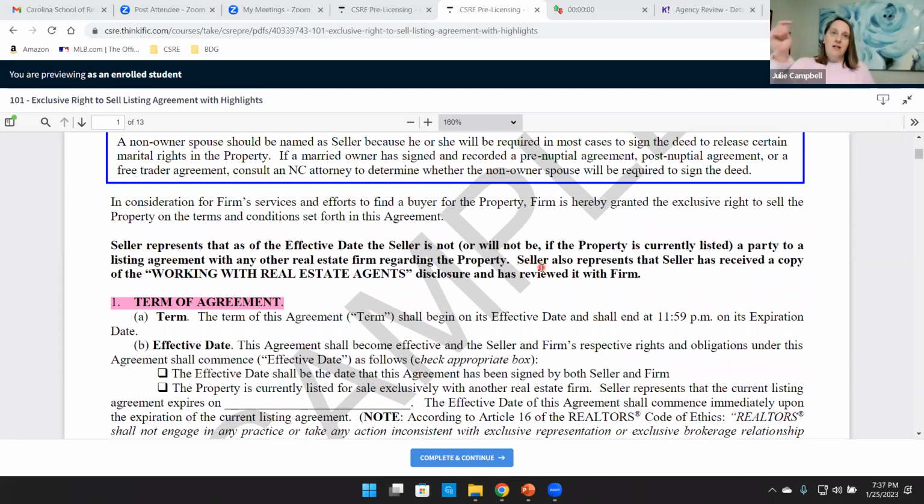Guys, understand, the disclosure is the consumer form. We're now being hired by the client, aren't we? When we get to this point, we've passed the disclosure. So it's just another way for the seller to acknowledge that they received a copy. They represent that they've already received a copy of this.